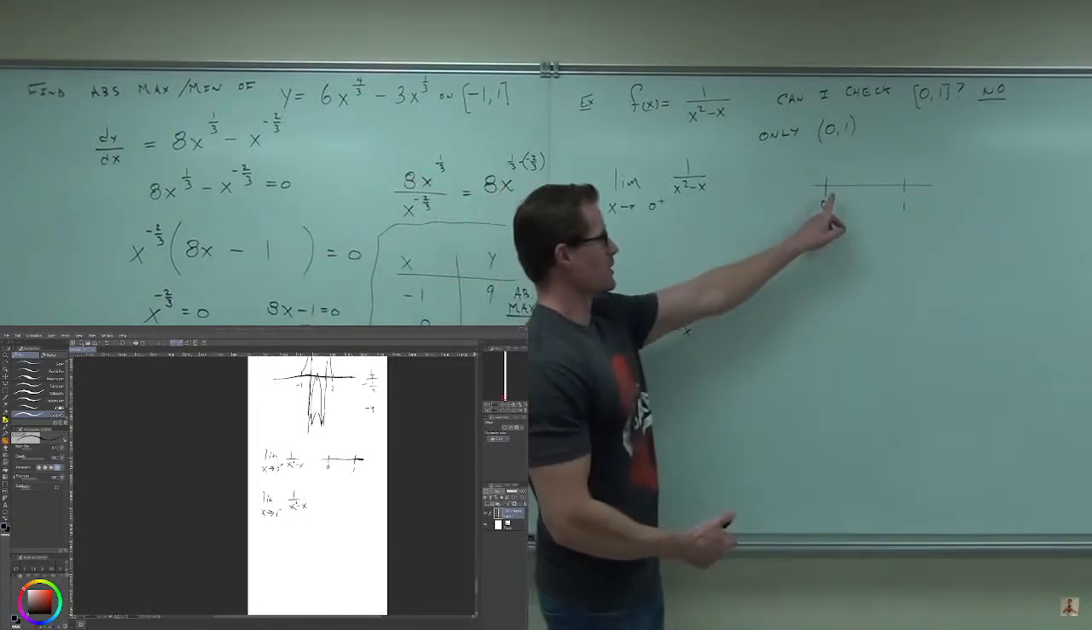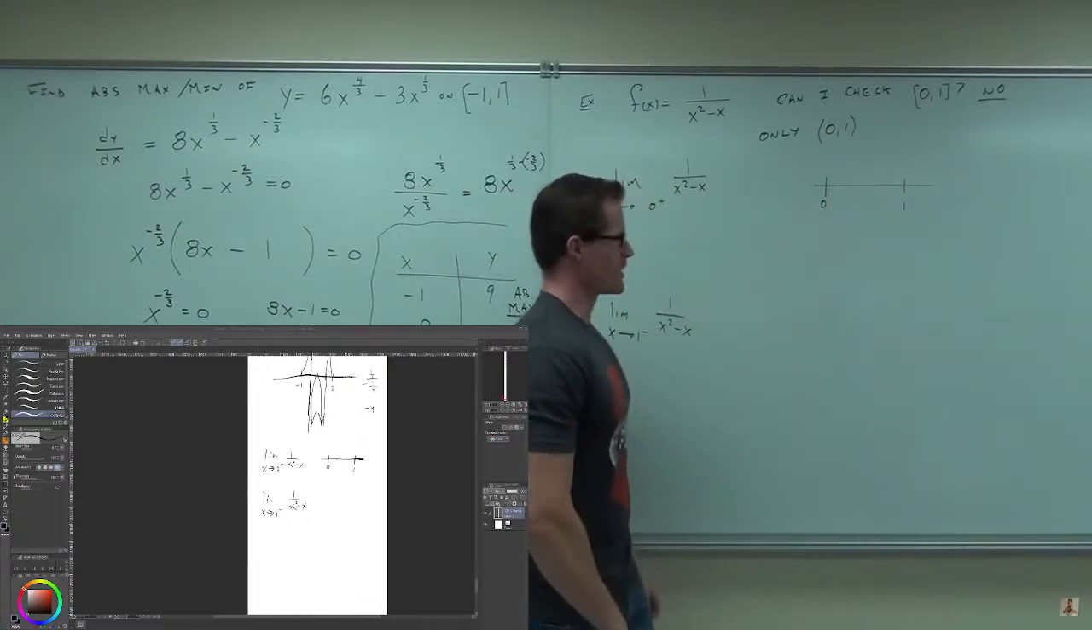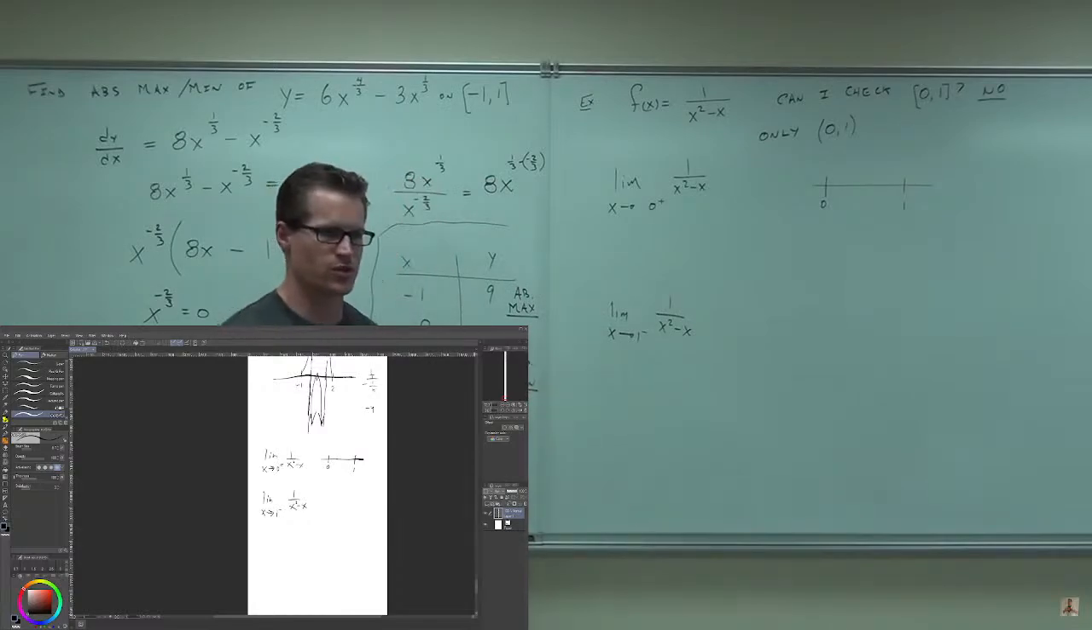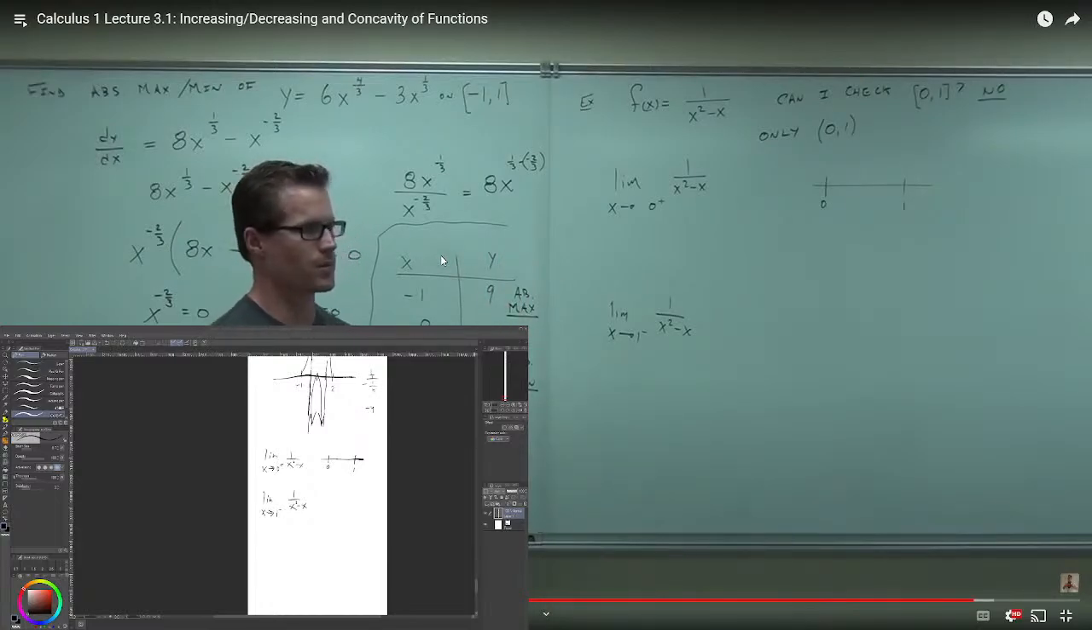You can plug in a number really close to 0 and see what it's doing, a number really close to 1, but I do want you to check this out. Let's find the derivative and find our critical numbers and see how it plays a part here as well. It might not play a part. No, you know what? I doubt it. Plug in a number between 0 and 1.